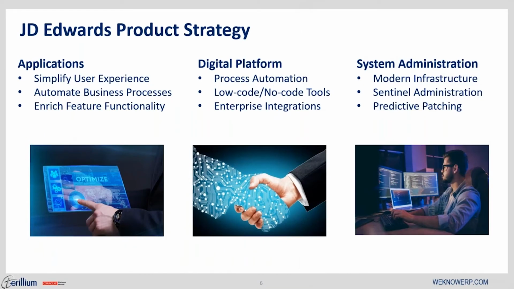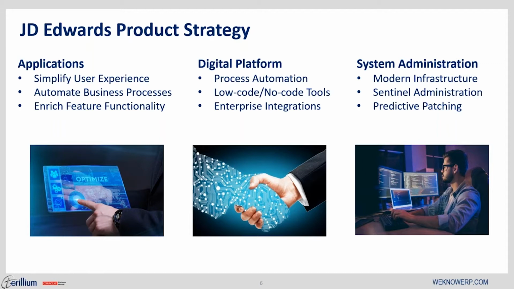So release 22 also supports the overall product strategy for JD Edwards, which can be categorized into 3 areas: applications, your digital platform, and system administration. In other words, Oracle's investment in the JD Edwards product remains very strong. From an application perspective, they continue to refine and simplify the user experience. There are on-the-glass tools that allow you to automate business processes, removing manual steps and creating efficiencies, and continued enhancements to the individual modules.